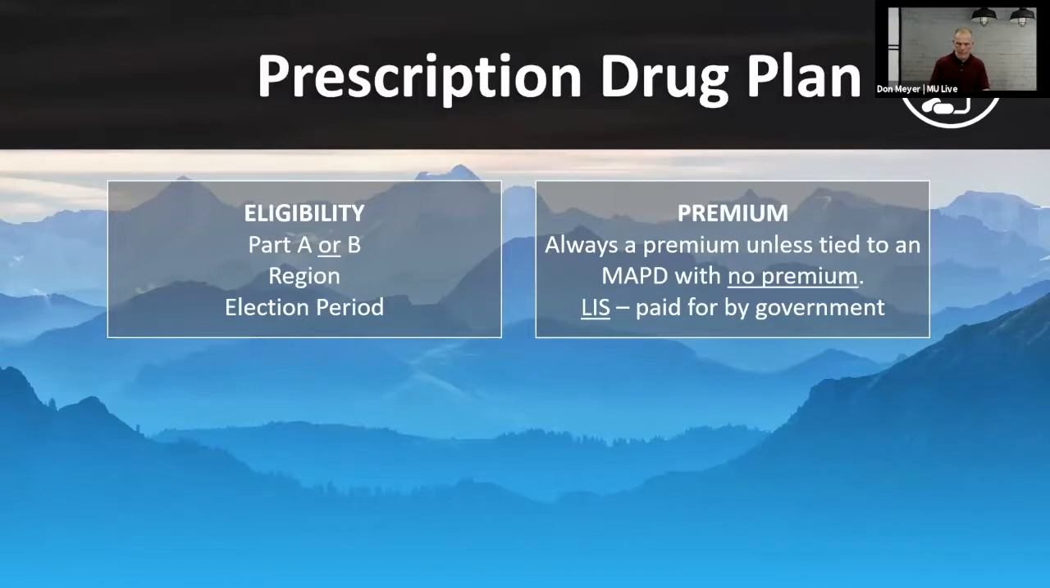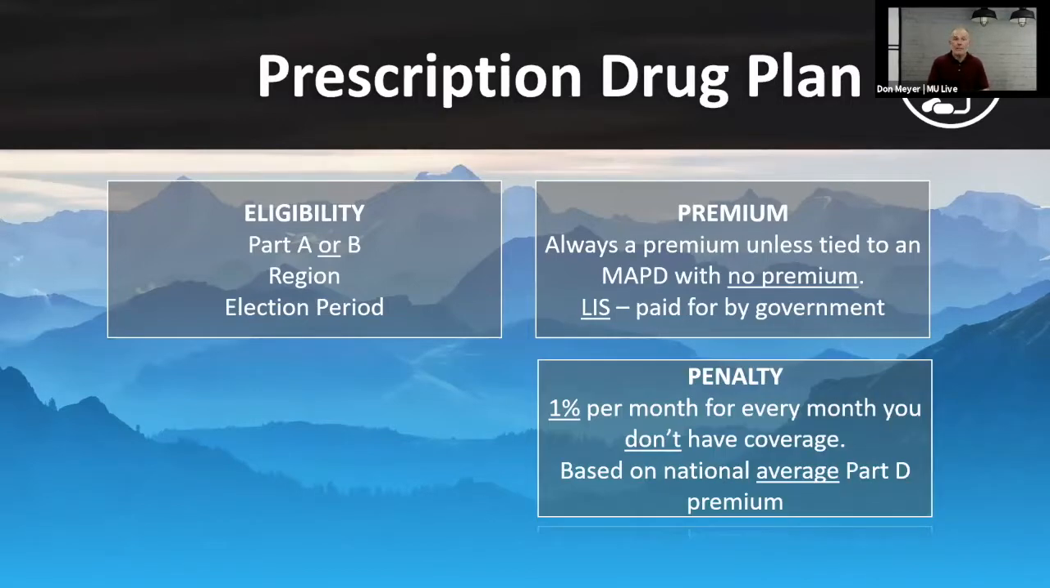All right. Now let's talk about the penalty for Part D. Works similar but different to Part B. If somebody does not have creditable coverage after they're Medicare eligible, then they're going to face a 1% per month penalty for every month that they don't have coverage.